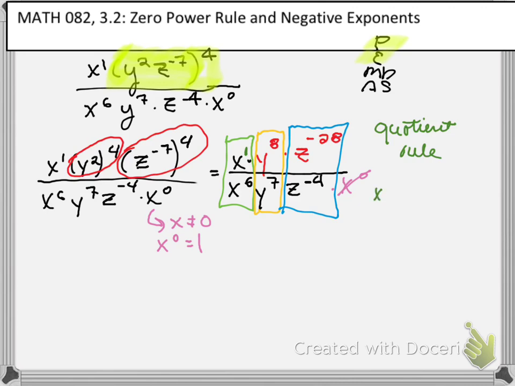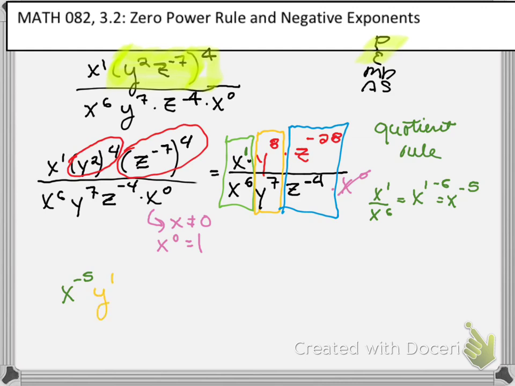So remember, the quotient rule says that if I have something like this, if I have x to the first divided by x to the 6th power, that what I really need to do is subtract my exponents. So that's going to give me x to the negative 5th power. If you need more practice on the quotient rule, you can go back to 3.1. I posted lots of good videos that go over that. Okay, 8 minus 7 is 1.